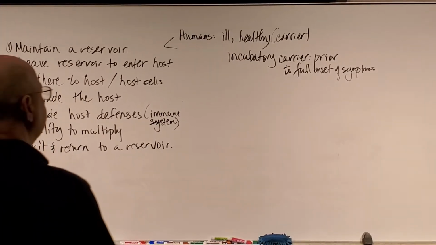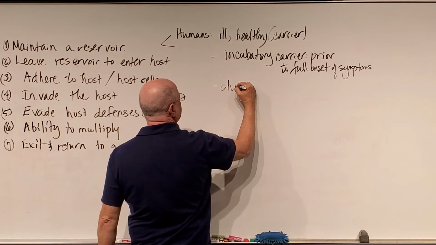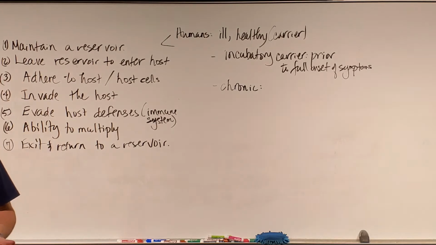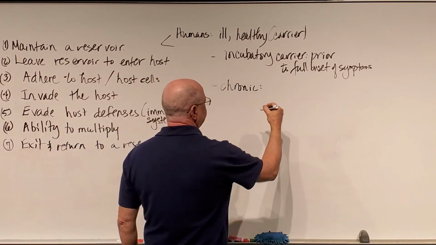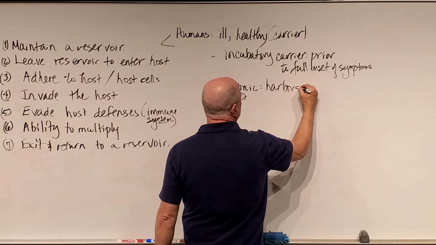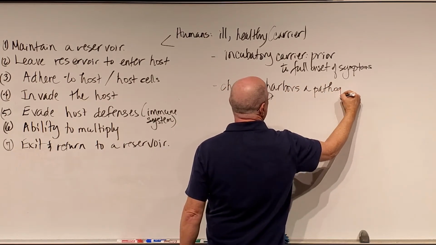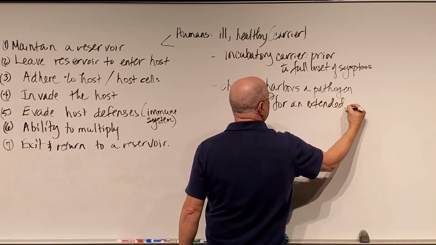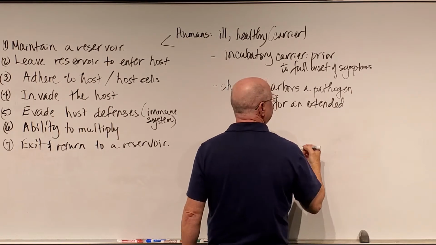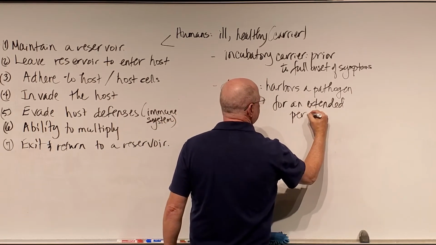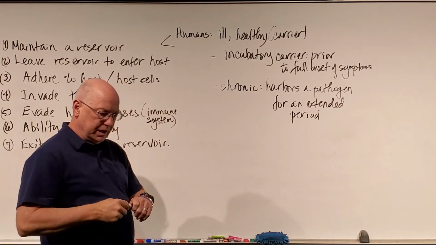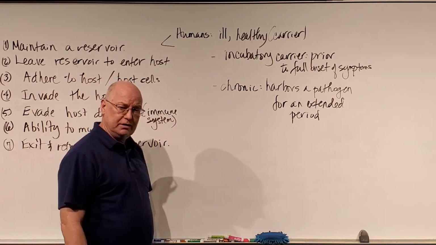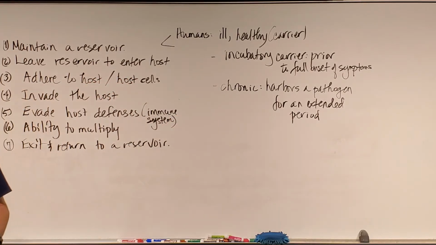So, if you're considered a chronic carrier, chronic meaning long-term, then a chronic carrier is someone who's carrying the disease and harbors the pathogen over an extended period of time. So it's someone who harbors the pathogen for a long time, essentially. So, for example, someone who has HIV for several years but isn't expressing the disease would be considered a chronic carrier. Okay. Now, other types of reservoirs.